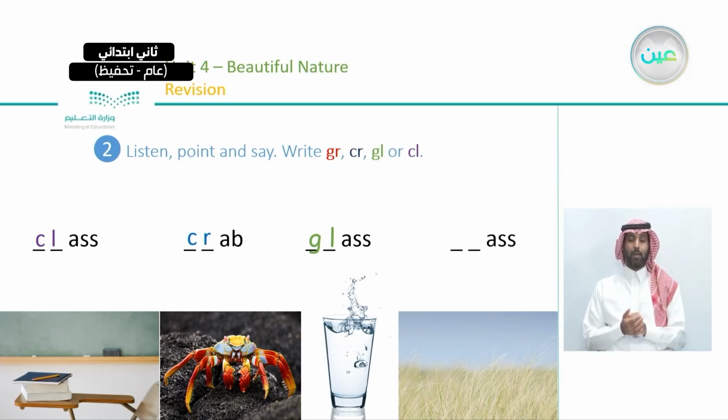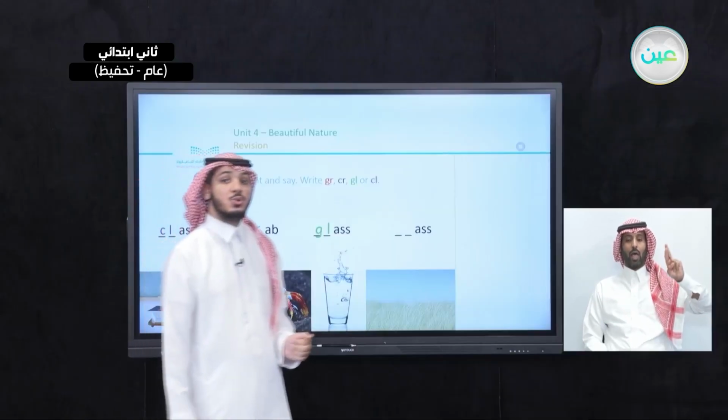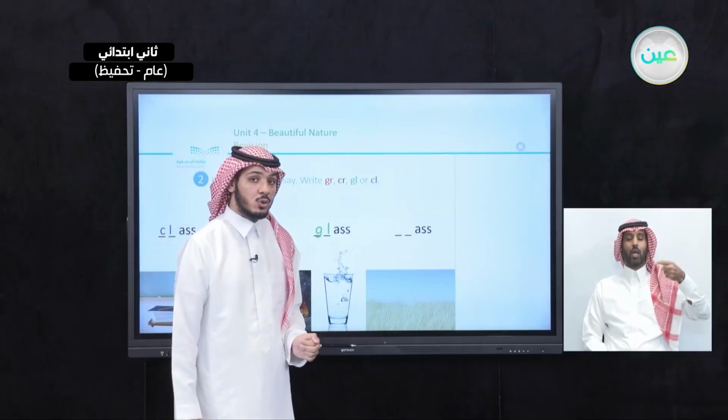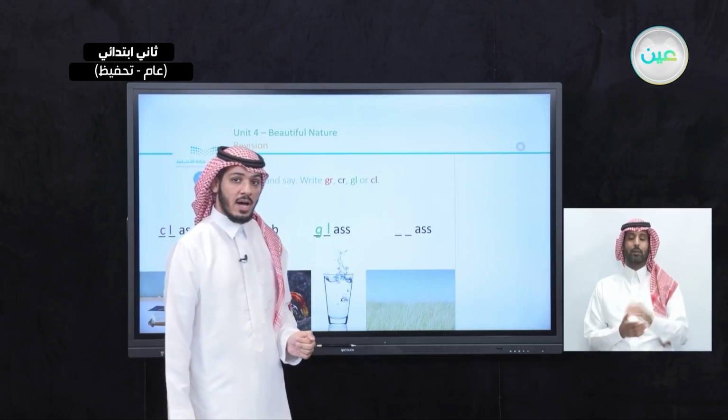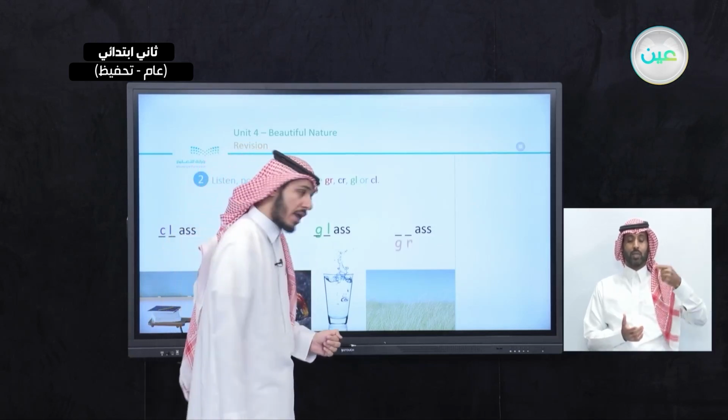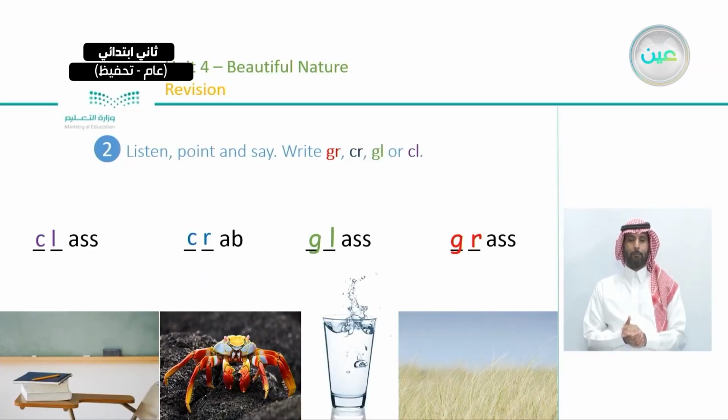Okay. Let's listen and tell me after that. Grass. Okay, it's grass. What are the two missing letters here? They are G and R. Excellent. So we have GR. Grass. Excellent. Okay. Now let's read them one by one.